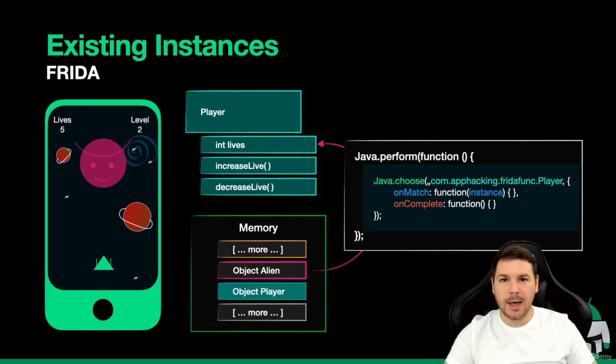Within the onMatch, we have this instance as a parameter, and we need to define a new anonymous function and apply our code in there. This is all we need to do to work with existing objects, and this will help you a lot if you want to play around with games, also within the SpaceBank application.